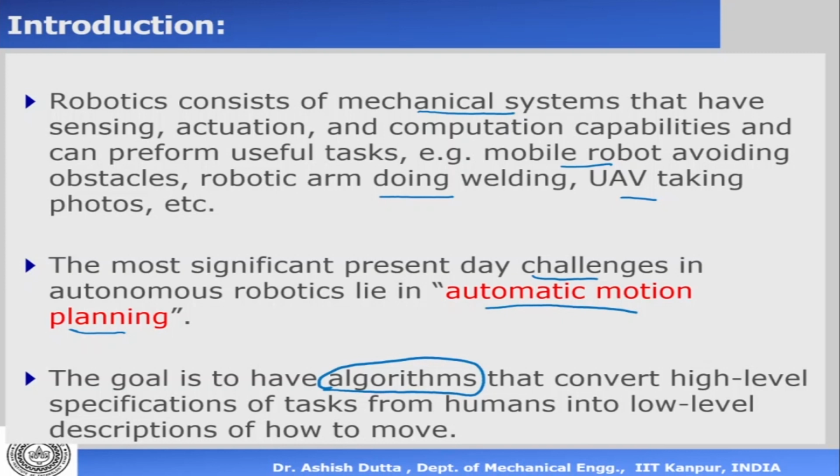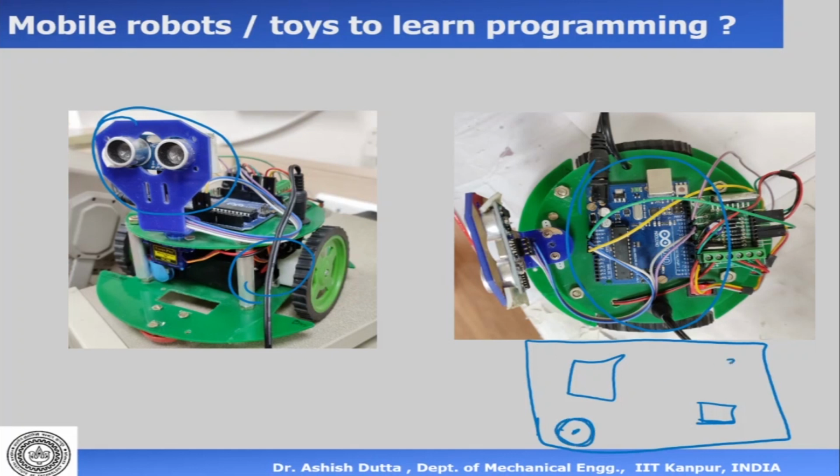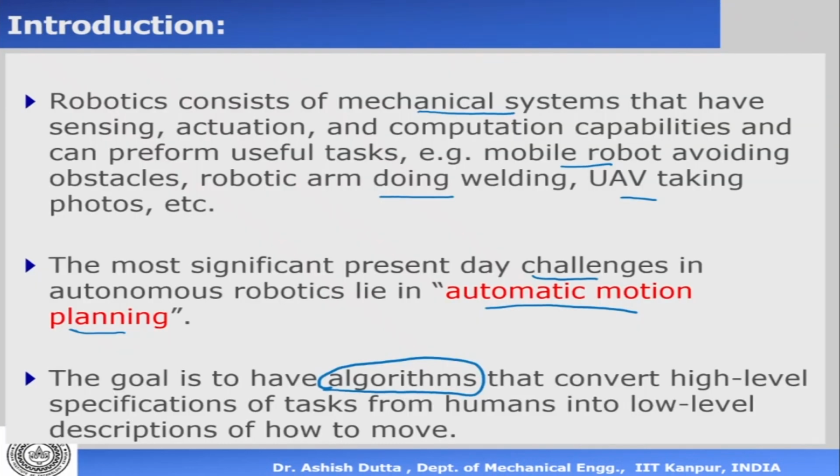For example, say we have a mobile robot placed inside a room. I have a room, and there are tables, and maybe there are chairs put somewhere, and the robot is here. I want it to go from this point to this point, point A to point B. The human can tell the robot to go from point A to point B. It knows what point A and point B are, avoiding obstacles. So the robot should automatically be able to generate its path, and then follow the path. This very simply is what we mean by converting high-level specifications from humans into low-level descriptions of how to move.